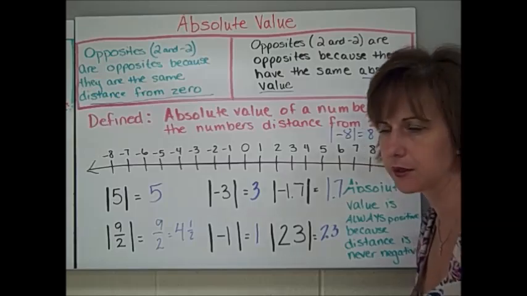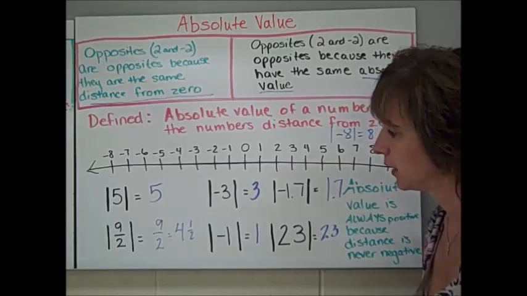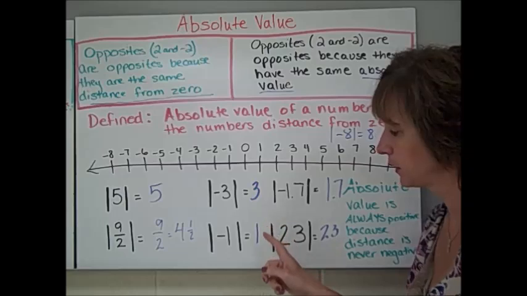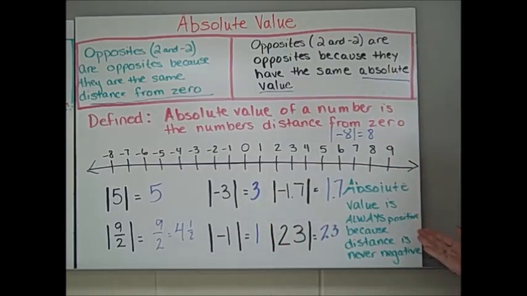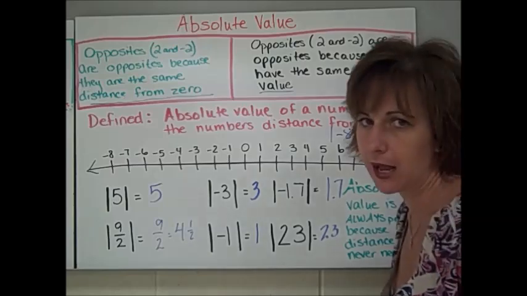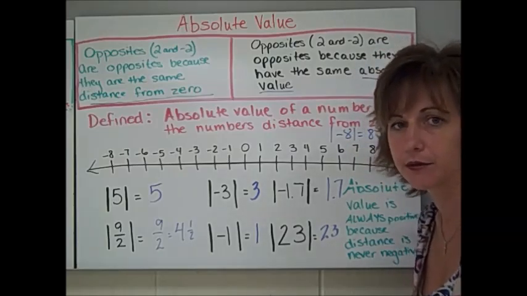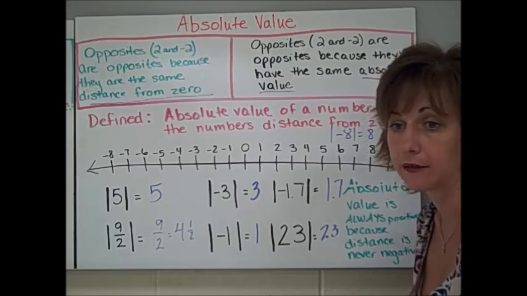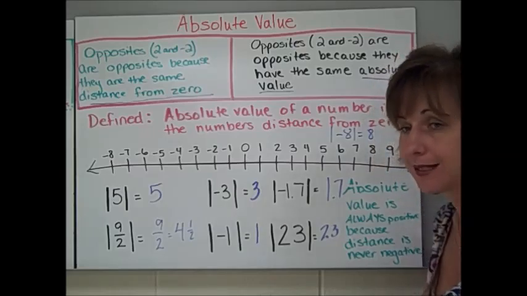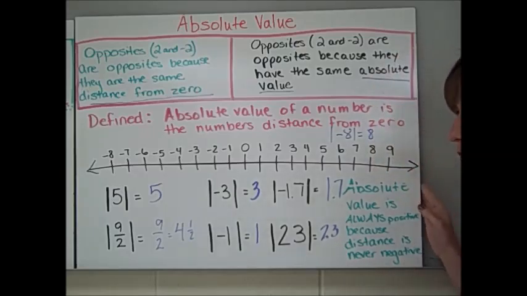What do you notice about the numbers in blue? All of our absolute values are positive. And that's because absolute value is always positive because distance is never negative. No one ever drives -3 miles, and no one ever walks -12 feet. Distance is always positive.